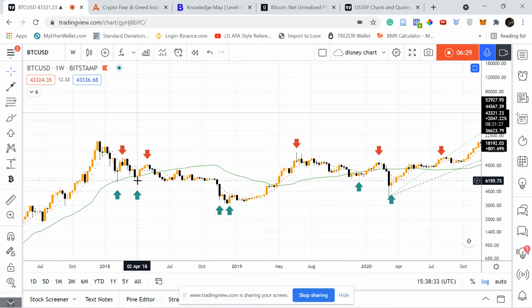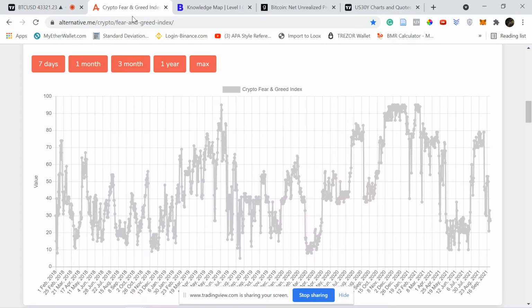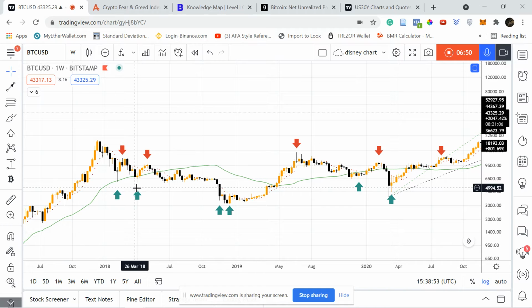Now again, let's have a look at the 2nd of April 2018. So we are here. And as you can see here, the week of the 5th of April, so 4th, here we go, 2nd of April, it was 11. Again, it's extreme fear, and look at that, it's exactly the bottom before another rally in the bear market.